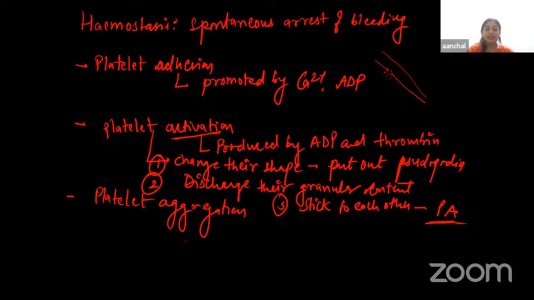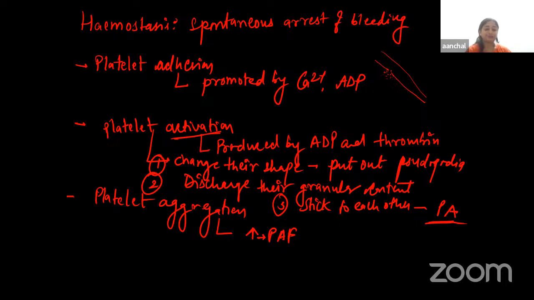Now, this platelet aggregation is also increased by platelet activating factor. Okay, increased by platelet activating factor. What is this platelet activating factor? This is a kind of cytokine secreted by WBCs like neutrophils and monocytes and also by some platelet cell membrane lipids.